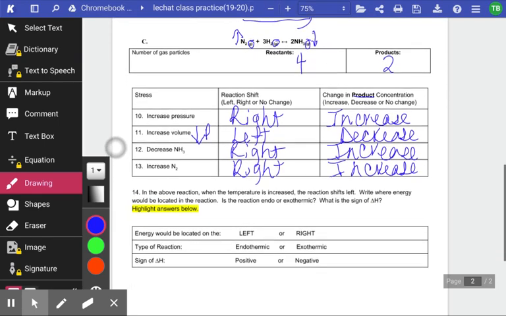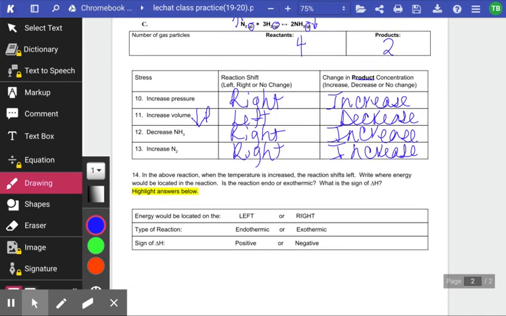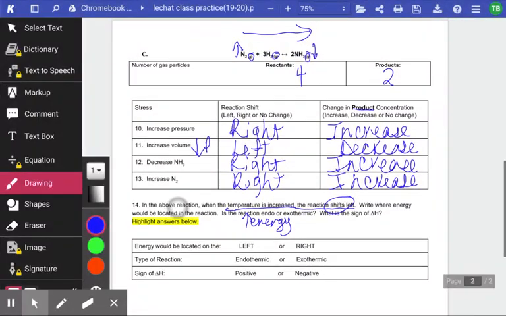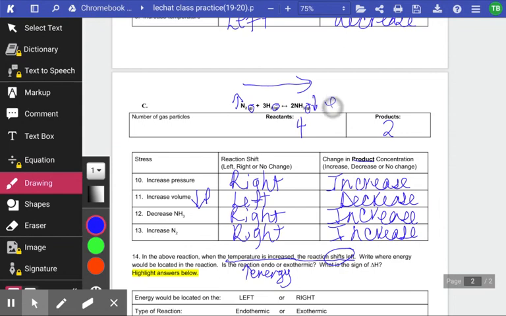All right, looking at 14 now. In the above reaction, when the temperature is increased, the reaction shifts left. All right, so this is all we really need to know here. If I increase temperature, that's the same as increasing energy. And if I increase temperature or concentration, we said the reaction shifts to the opposite side. Well, it's shifting left. That means that energy must have started on the right-hand side then.